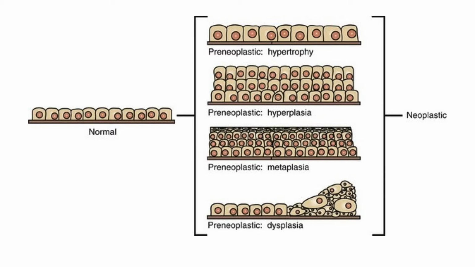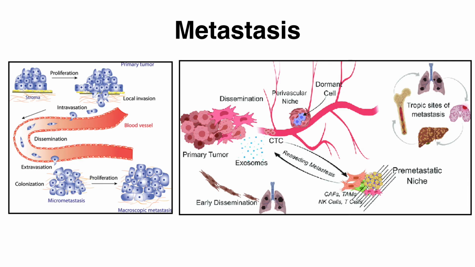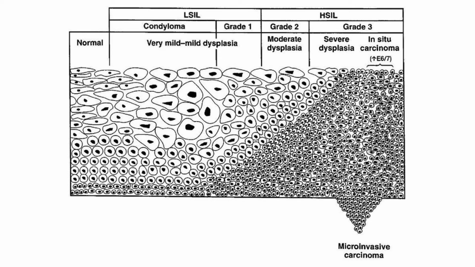The main features that differentiate benign from malignant neoplasms are the rate of growth, which malignant tumors do much faster, and local invasion of surrounding tissues and metastasis. Tumor spreading occurs by growth of the primary lesion. In the case of epithelial tumors, we speak about intraepithelial neoplasias.